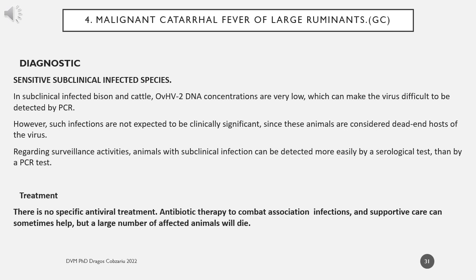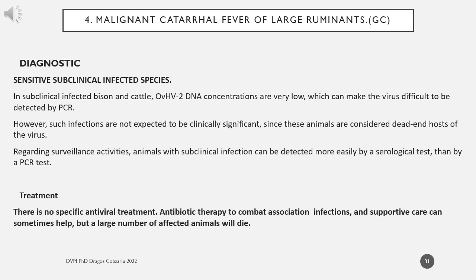In subclinically infected bison and cattle, HV2 DNA concentrations are very low, which can make the virus difficult to detect by PCR. However, such infections are not expected to be clinically significant, since these animals are considered dead-end hosts of the virus. Regarding surveillance activities, animals with subclinical infection can be detected more easily by a serological test than by a PCR test. Treatment. There is no specific antiviral treatment.